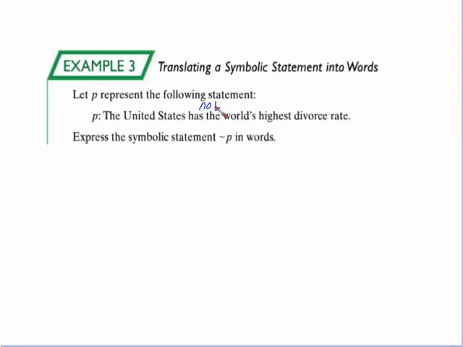Now, that sentence structure is kind of funny. I wouldn't say the United States has not the world's highest divorce rate. I might say the U.S. does not have the highest divorce rate.